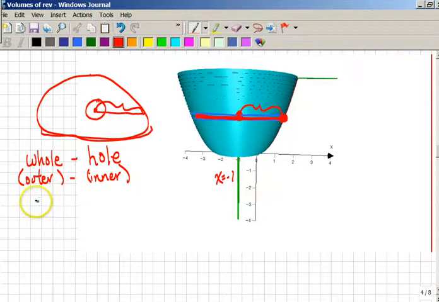Well, let's set up our integral. Since the thickness of that very thin cylinder is going vertically this time, up and down, we know that that is dy. So everything has to be in terms of y.